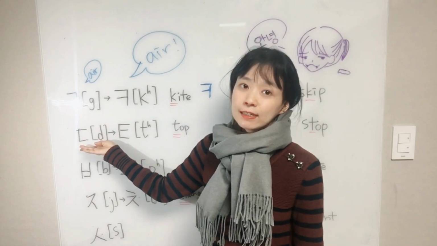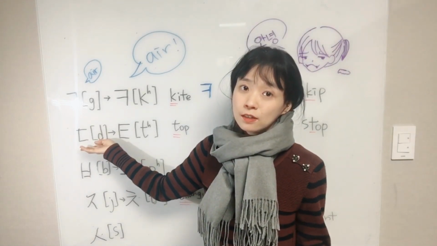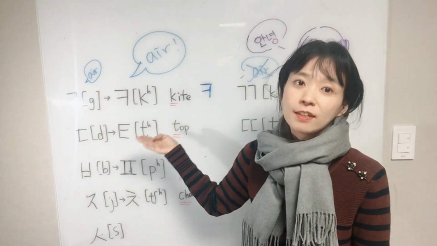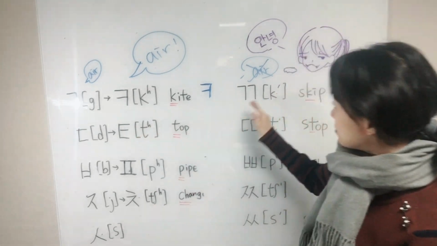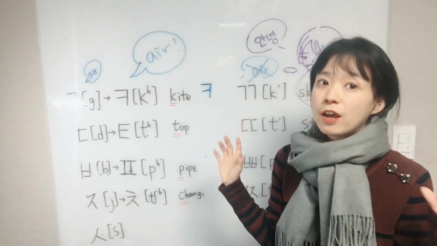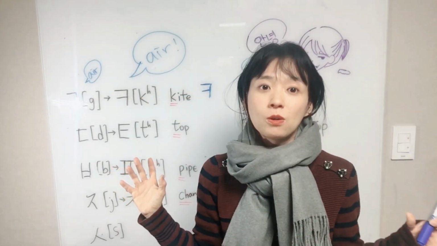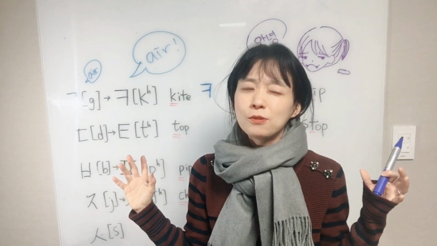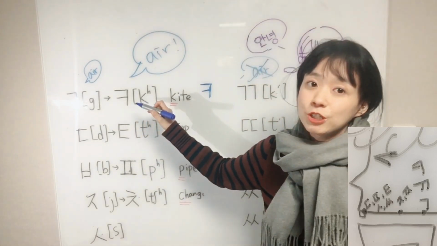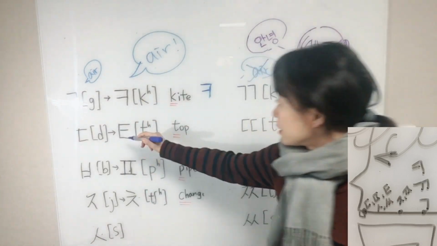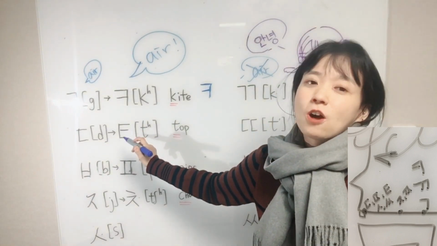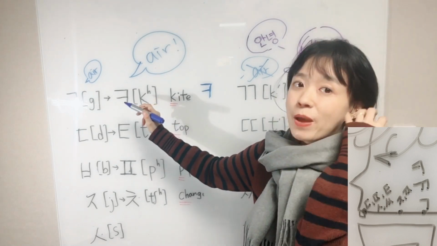So, this one is D. Remember? Tigut, D. You add just one line, and it becomes T. Well, you see, all these consonants in the same line, the sound is made on the same location. So your tongue touches the gum ridge. This one touches the back side of your palate.